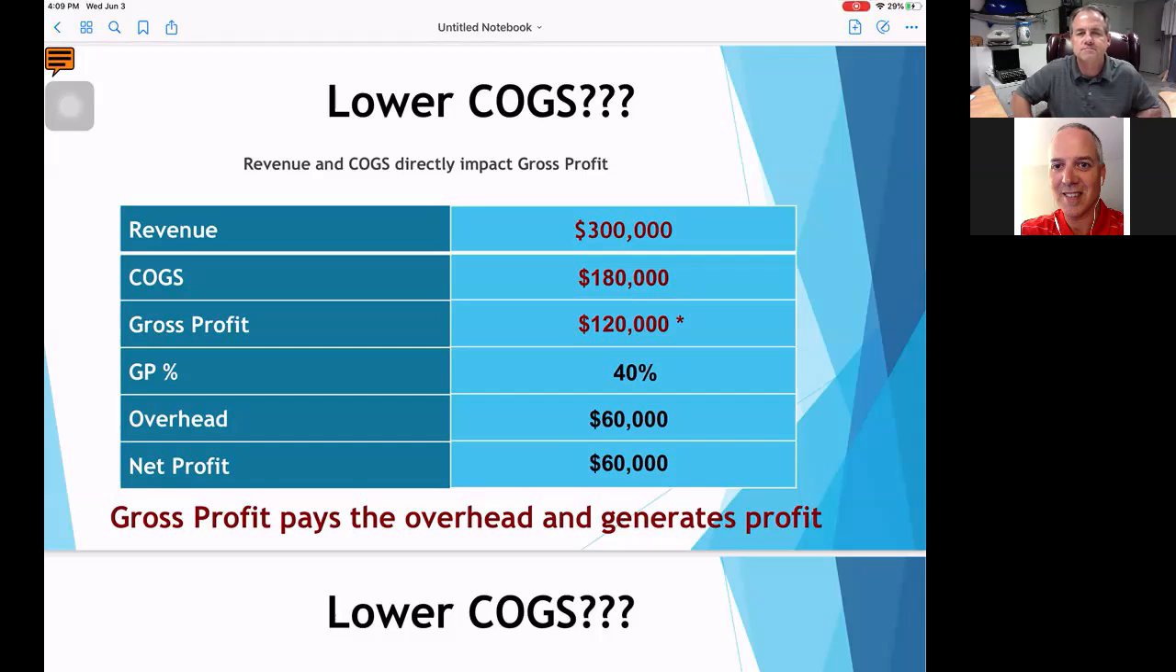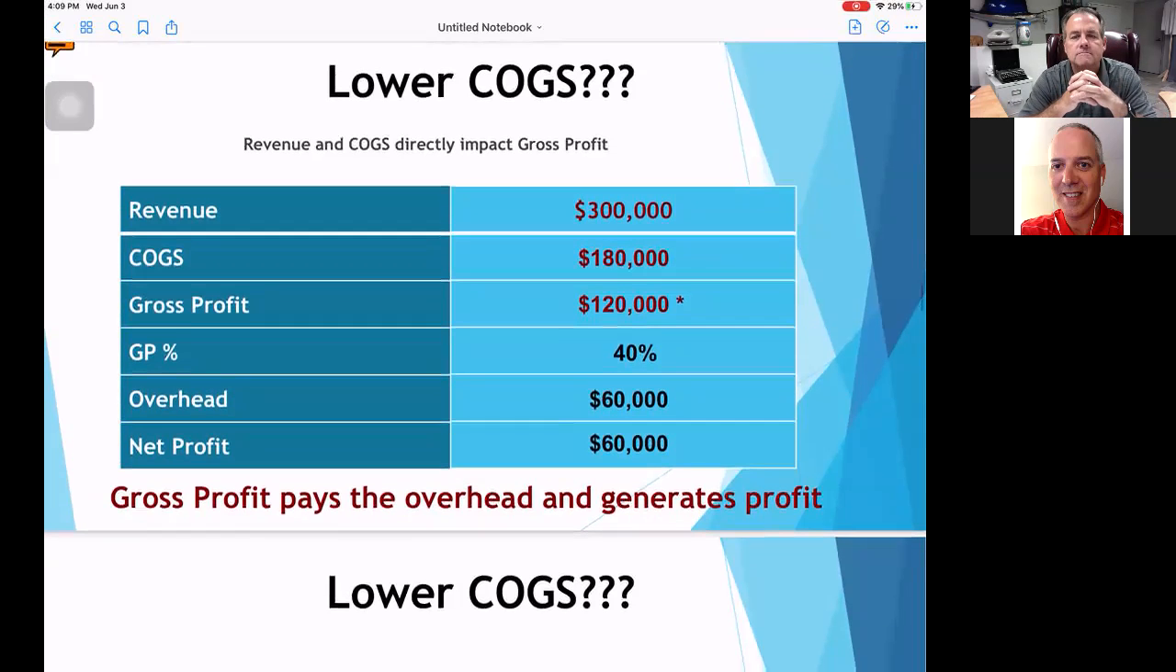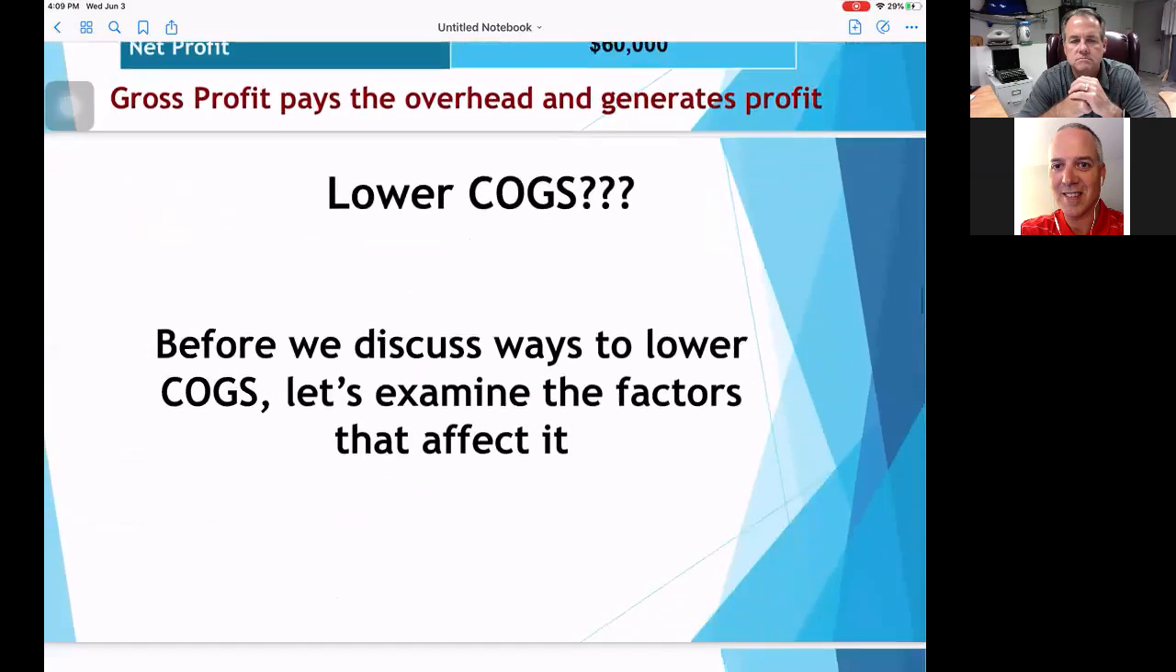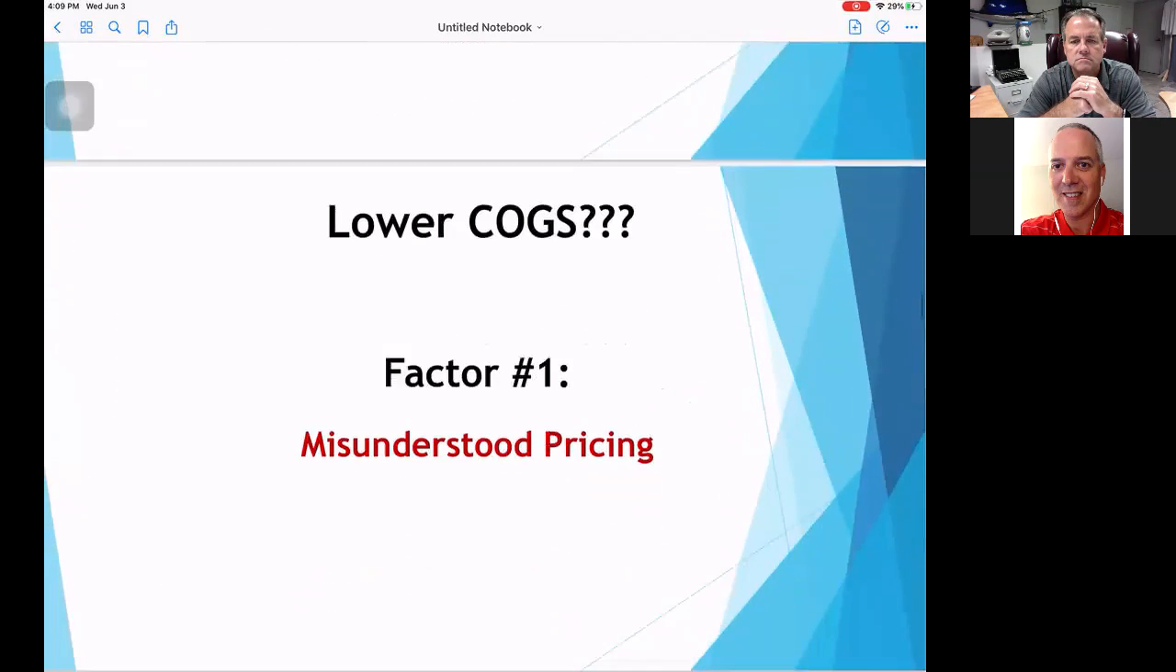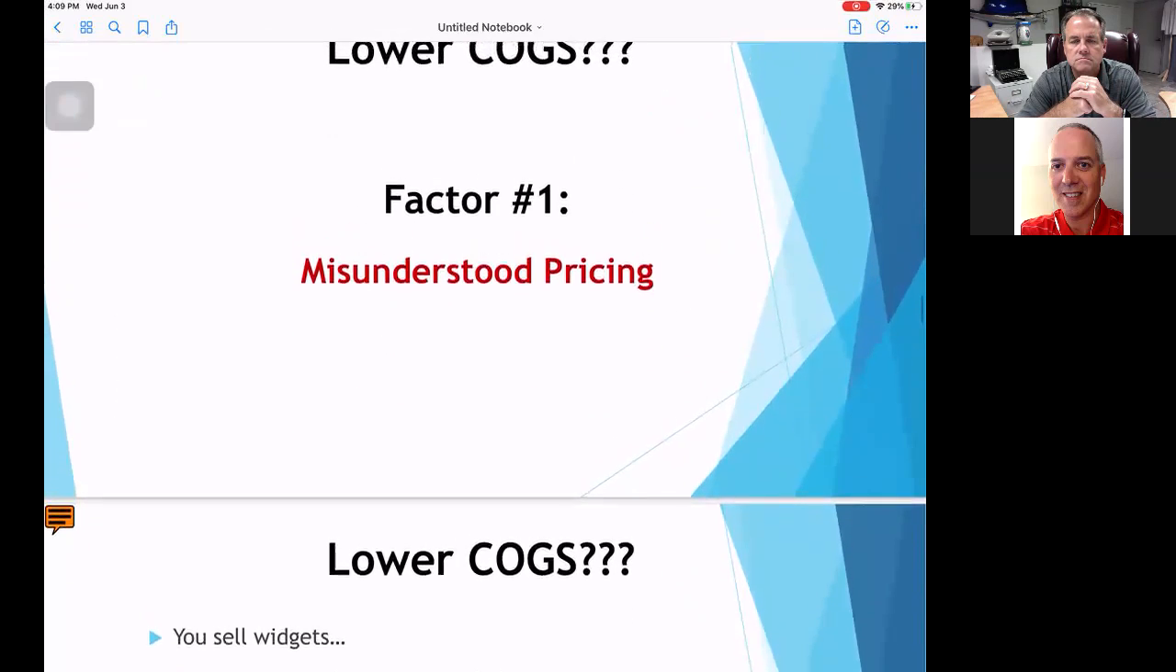All right, perfect. So this time we had talked about the revenue line up here. You've got to know your revenue, your cost of goods sold, which is your variable costs, and your overhead. So we're going to talk about ways to lower your cost of goods sold and your overhead. We're going to combine those into this one. Before we talk about ways to lower them, let's examine the factors that affect it. Number one is misunderstood pricing.